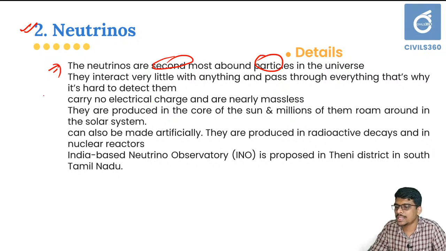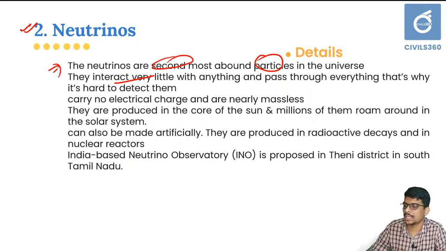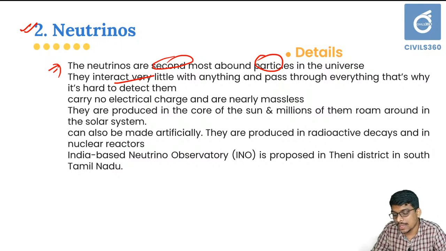A very important feature of this is they interact with almost nothing and pass through everything. That's why they are hard to detect. That is, they interact very little. Even we have neutrinos passing through us most of the time, passing through everybody without interacting with them. So they are very hard to detect them. If a particle is interacting with certain detectors, for example, a radio telescope can identify it whenever it interacts. But the basic feature is that they will not interact with anything.